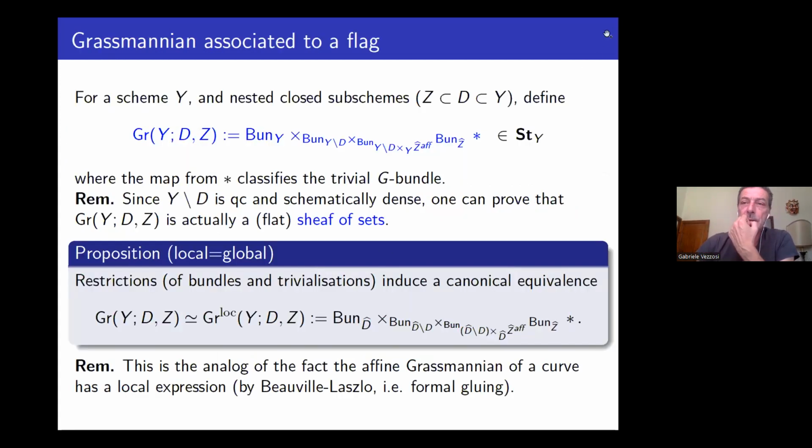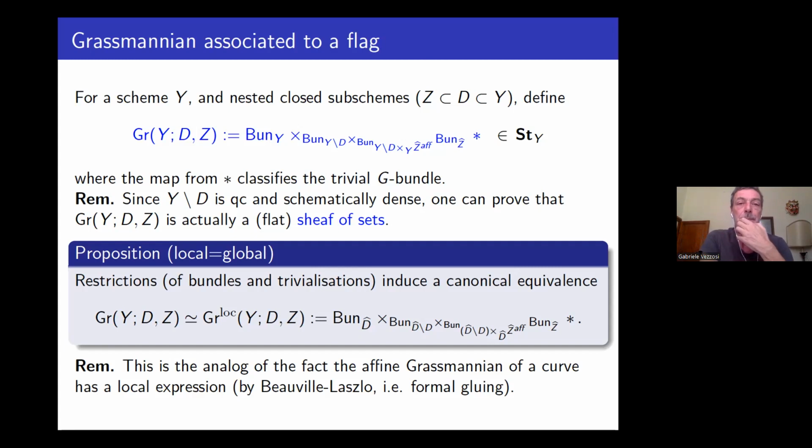So what's this Grassmannian that we construct over a flag? First we fix a flag and we define an object, and then we will integrate over all the flags by using a Grothendieck construction. So let's start with the first step.